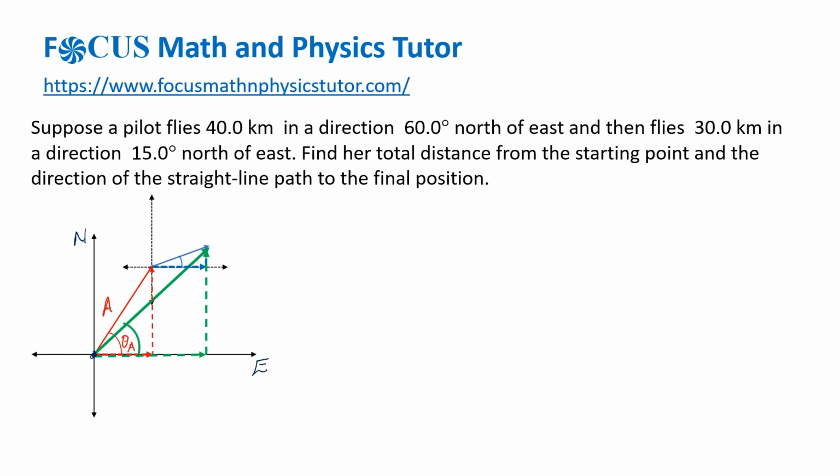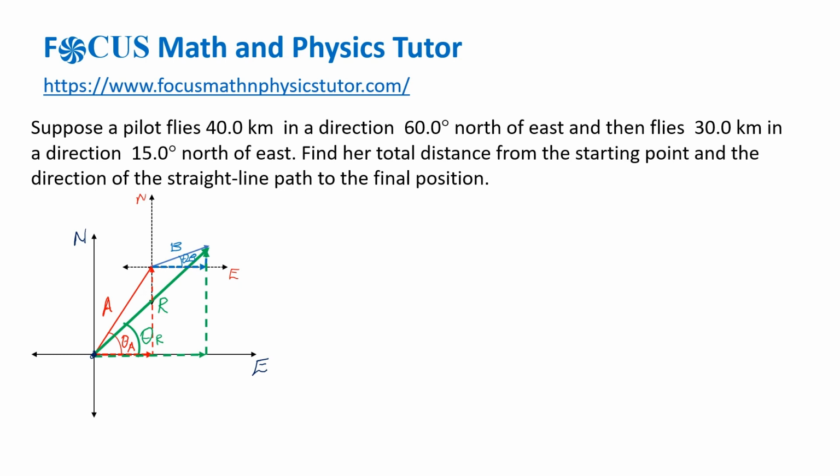All right. So this becomes E, the east, and this is north. So now she flies 30 kilometers in the direction of 15 degrees north of east. So let's denote it by B. And the angle will be theta B. So what are we required to find? Find her total distance, that is, this one is R, total distance R, and the direction as well, theta sub R. All right, that's the sketch.